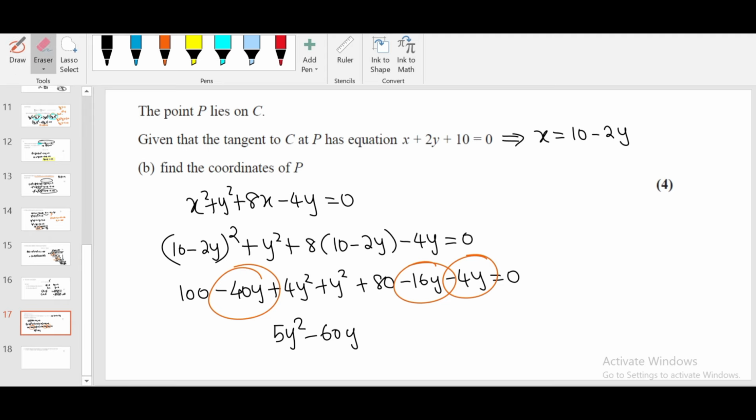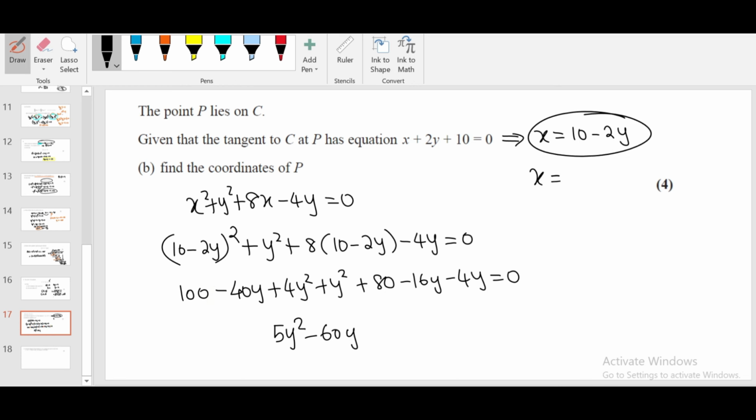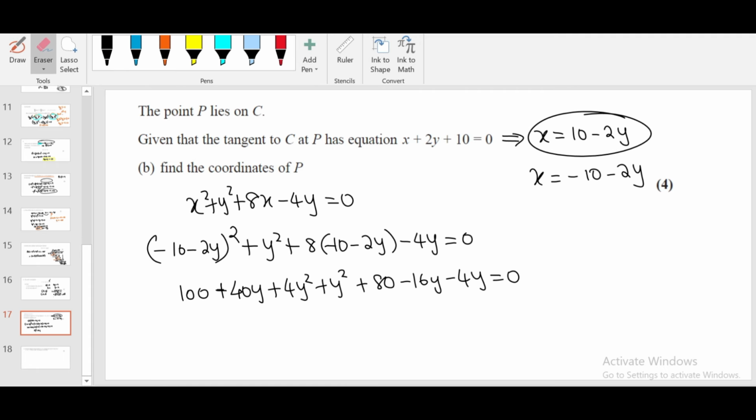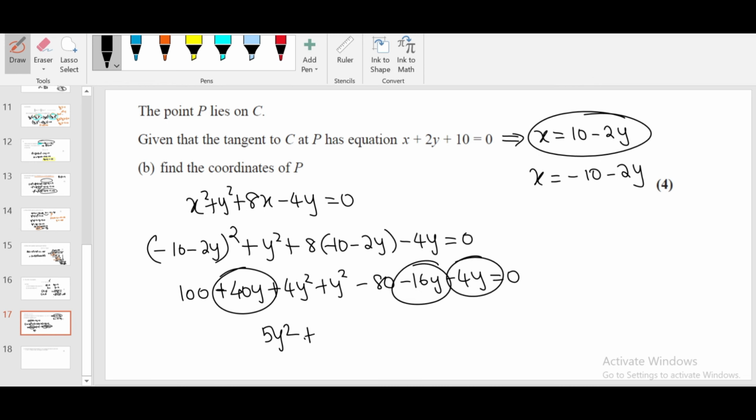Wait, I think I made a mistake here. When you find x, it should be minus 10 minus 2y. Both are minus, right? So it has to be minus 10 here. That will change it to positive 40y. This also minus 10. So when you open the bracket, you will get negative 80 and then negative 16y. Now you will get 5y square. When you simplify the like terms, you will get plus 20y. 100 minus 80 is plus 20 is 0.